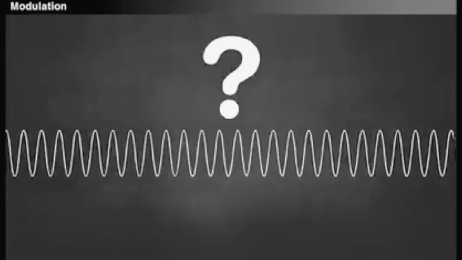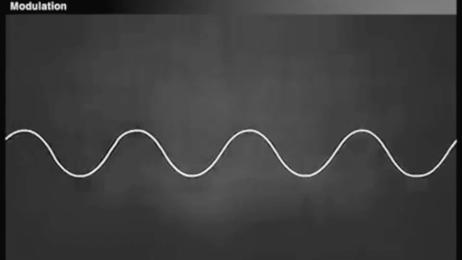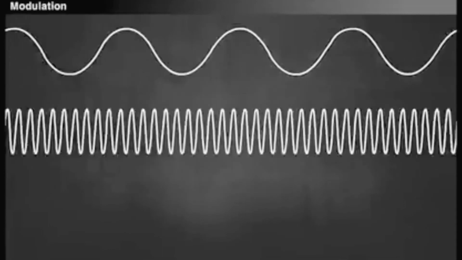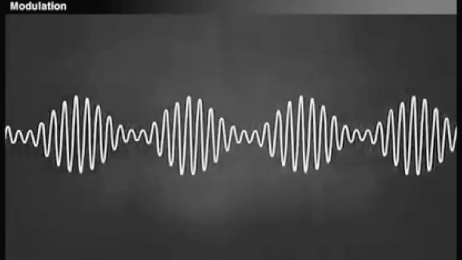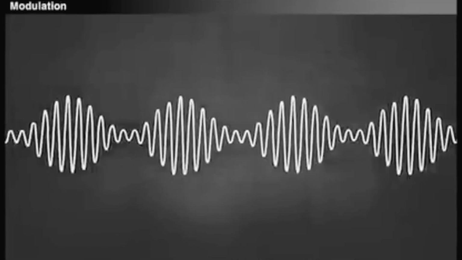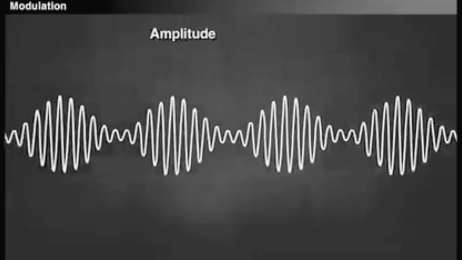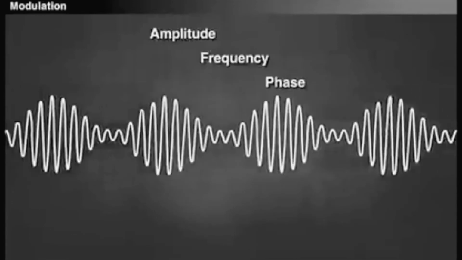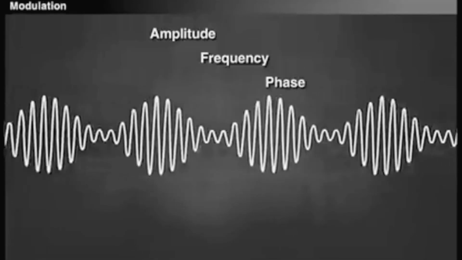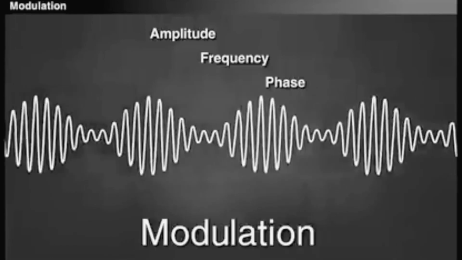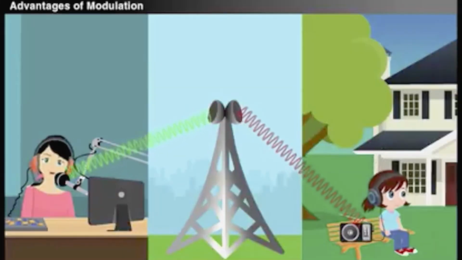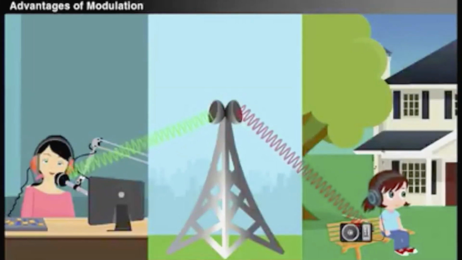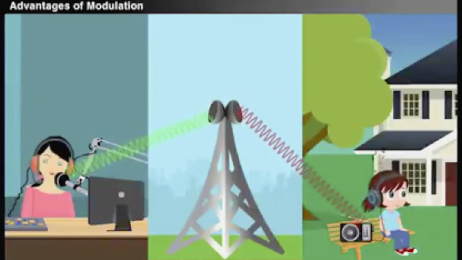But how will we increase the frequency of the message signal? Actually, we will not increase the frequency of the message signal, but we will superimpose the low frequency message signal with the high frequency carrier signal. Hence, the characteristics, that is, amplitude, frequency and phase of the carrier signal will be changed in accordance with the message signal. This process is called as modulation. Let us see how the problems in the transmission of the low frequency signals are overcome by modulation.